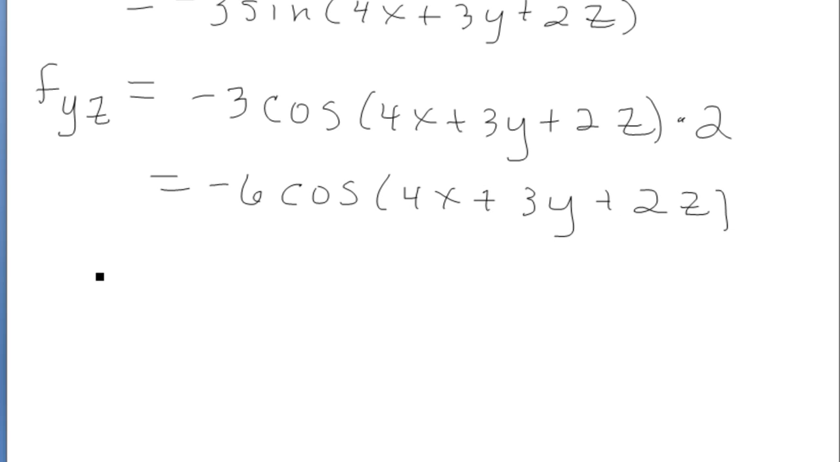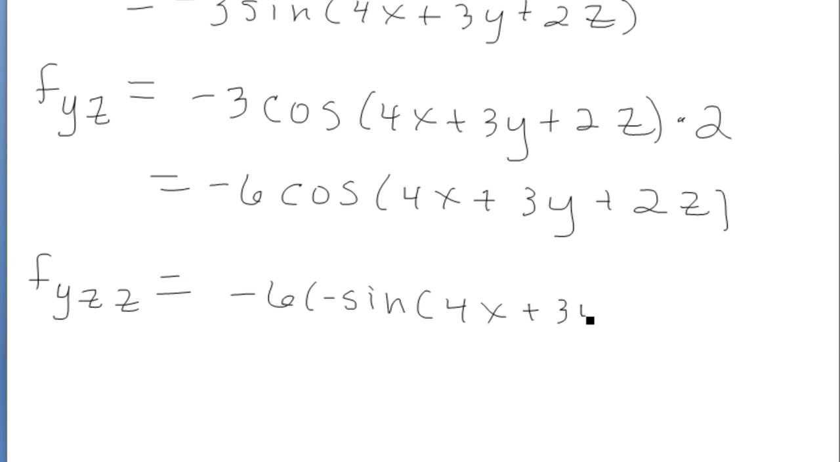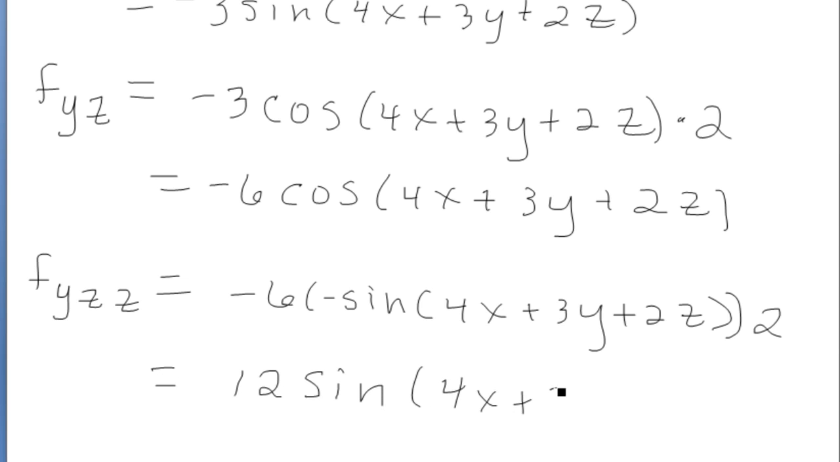And lastly, we are going to look at the partial derivative of this function with respect to z again. Negative 6 times the derivative of cosine, which is negative sine, times 4x plus 3y plus 2z, times the derivative of the inside, which this time again is 2. This gives us our final answer of positive 12, since my negatives canceled, sine of 4x plus 3y plus 2z.